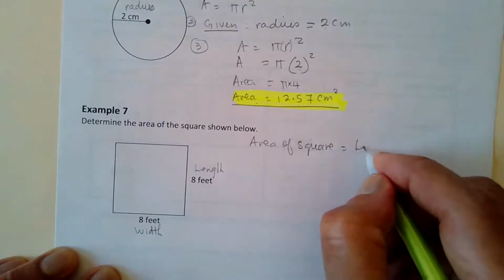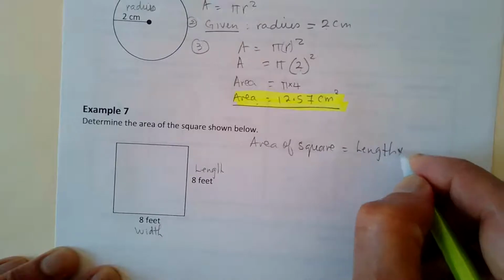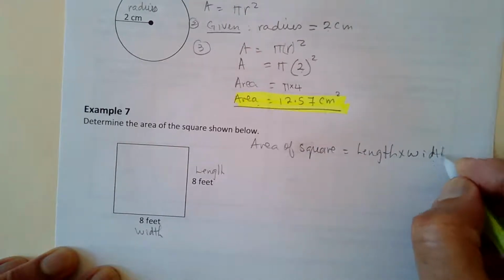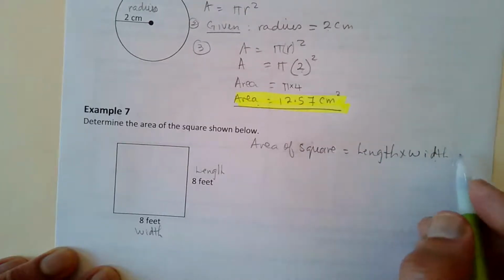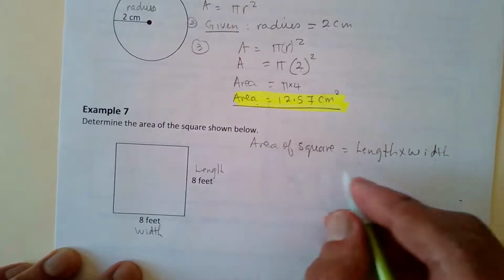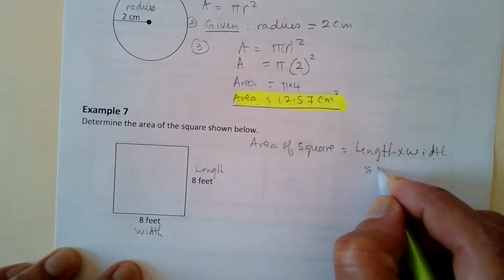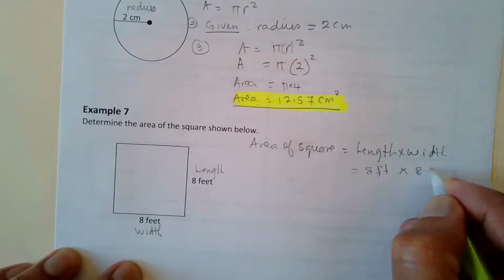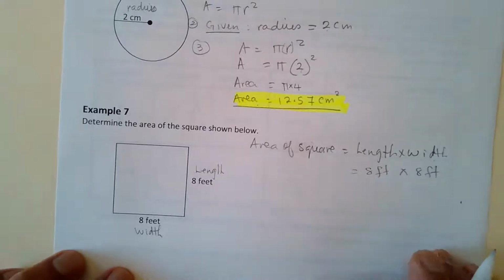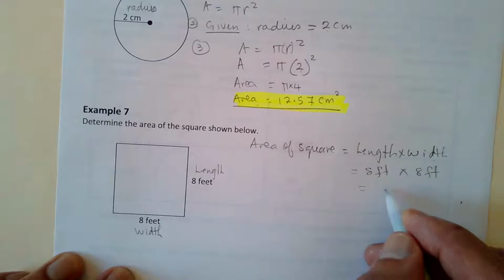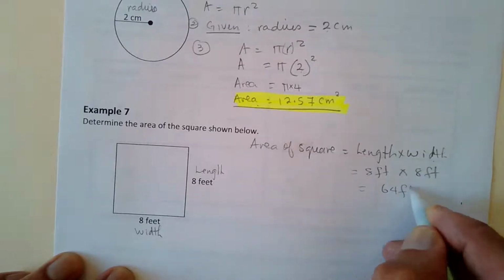Area is length times width. So length times width is the area of a square. Our length is 8 feet. Our width is 8 feet. 8 times 8 equals 64 square feet.